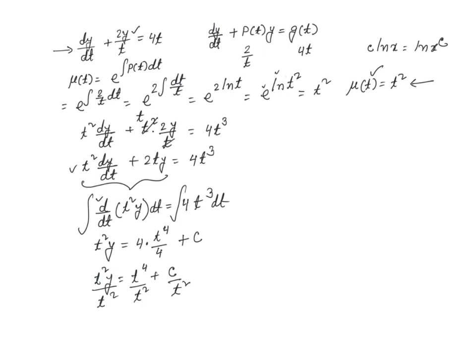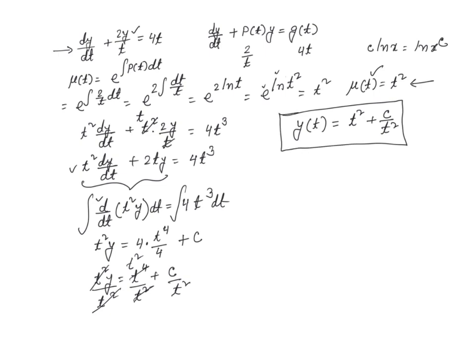Now if you divide both sides of this equation by t square, on the left-hand side t square cancels out. That gives you y, or y of t, which just tells you that y is a function of t. Now t square goes into t to the power 4 t square times, so it's going to give you t square plus c over t square. And this, by the way, is the solution to this differential equation.